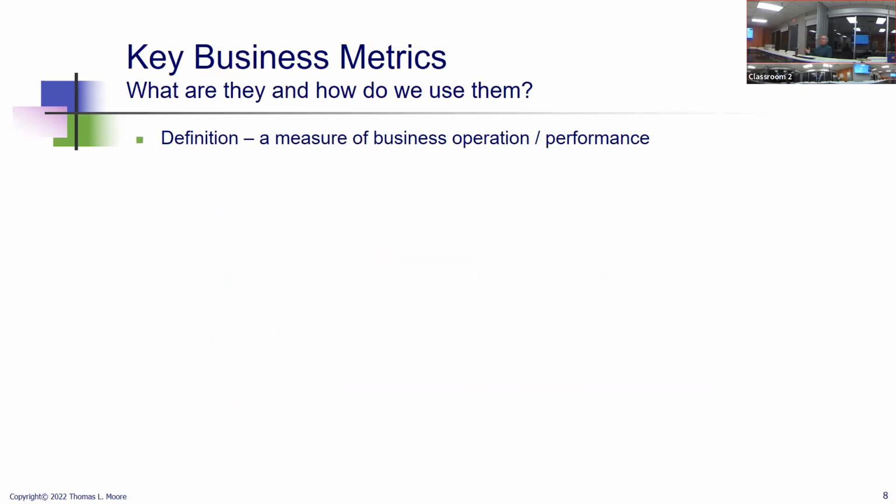So let's talk a little bit about what are key business metrics, and how do you use them? So the definition here is that a measure of business or operation and performance. That's really kind of what you're doing when you're looking at key business metrics. They should be data that's easily obtainable. So you don't want to make this so hard that you're spending hours calculating this stuff out in order to look at different business metrics. You want to make it easy.